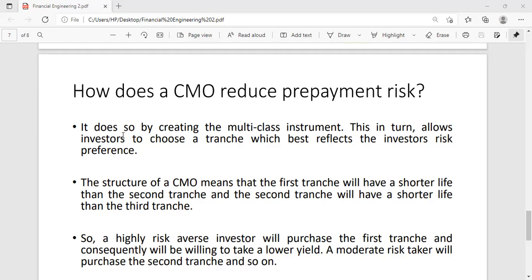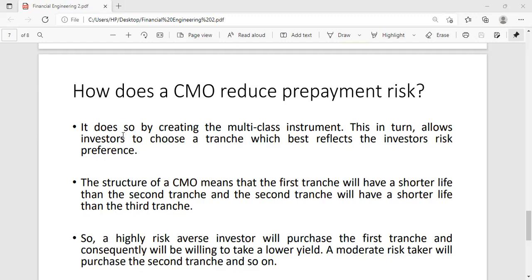All right, if you are a risk averse investor, you go for tranche 1, which has lower maturity and lower coupon rate. Subsequently, if you are less risk averse, then you can move on to the subsequent tranches that have higher maturity and higher coupon payments. The structure of CMO means that the first tranche will have a shorter life than the second tranche, and the second tranche will have a shorter life than the third tranche.